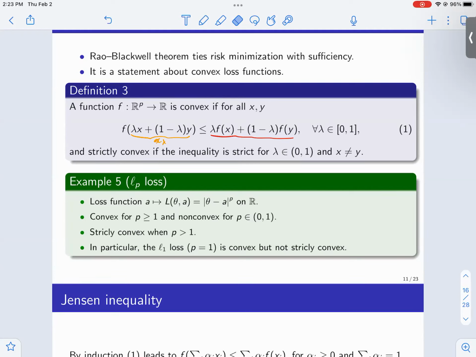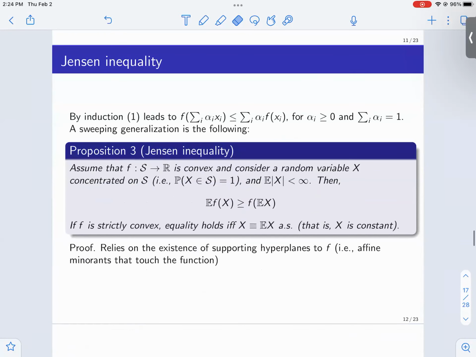Okay, so the statements we mentioned would work for these two cases: strictly convex and convex. So p is bigger than or equal to 1. In particular, quadratic loss is strictly convex, and so everything that we talk about will work for this. Okay, so we need one more ingredient, which is Jensen's inequality, whatever you want to call it.